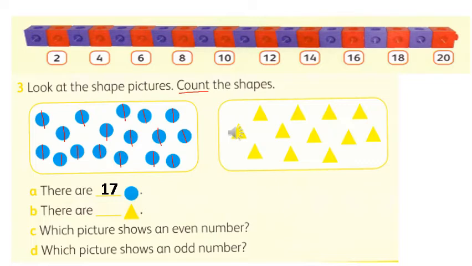Now let's try the yellow triangles. 1, 2, 3, 4, 5, 6, 7, 8, 9, 10, 11, 12. So we have 12 triangles. Let's look at the next question.